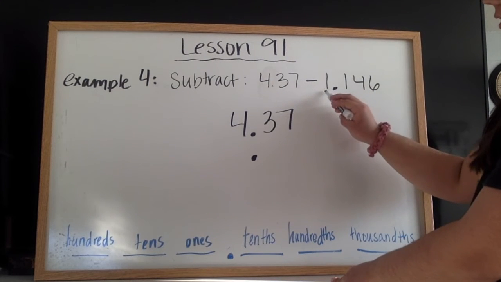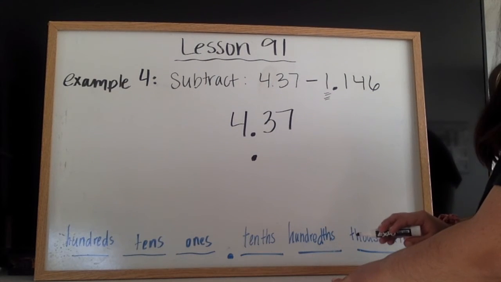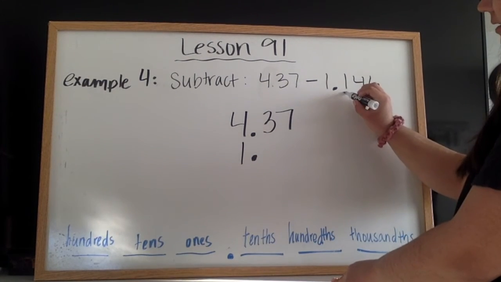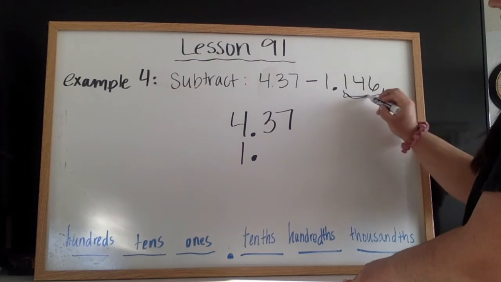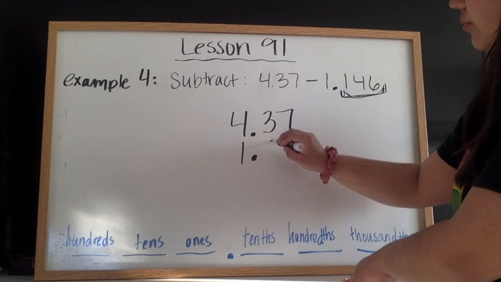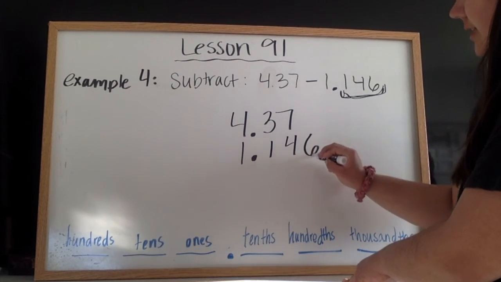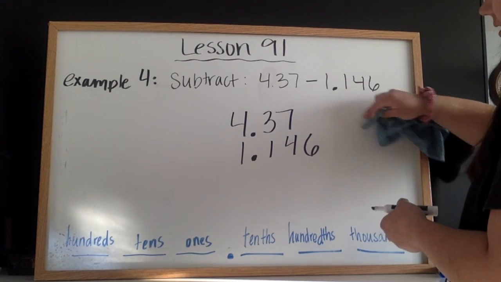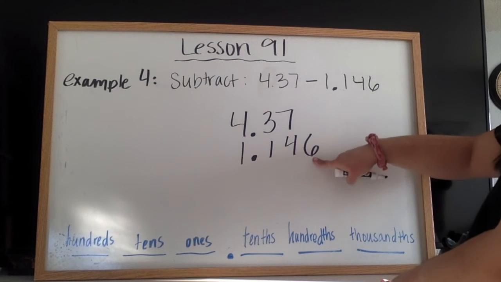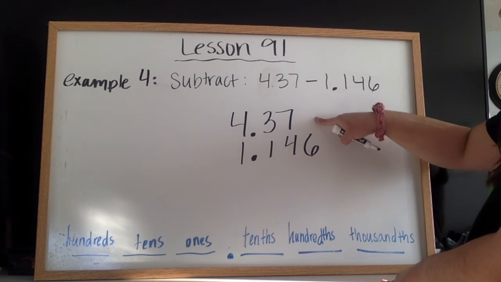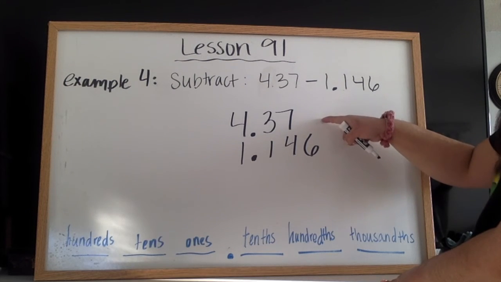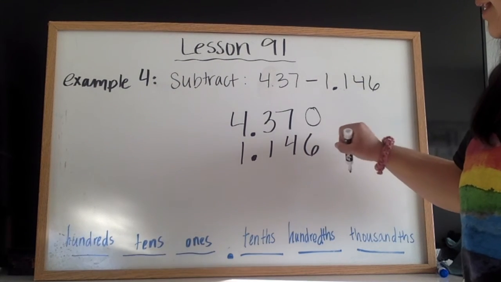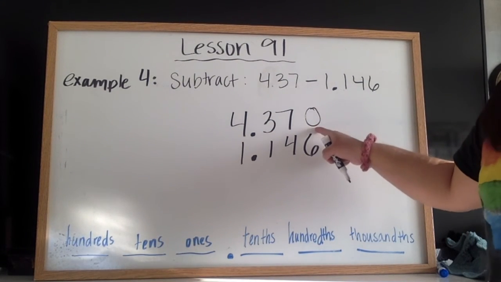The 1, there's a 1 to the left of the decimal up here. So I'm going to put that there first. Okay. Then to the right of the decimal, I have 146. Now, there's a little bit of a problem that we can fix easily. We have a 6 in the thousandths place, but if you look above the 6, there's nothing there. Since there's nothing there, we can actually put a 0 there to hold the place, because 4.370 is the same as 4.37.